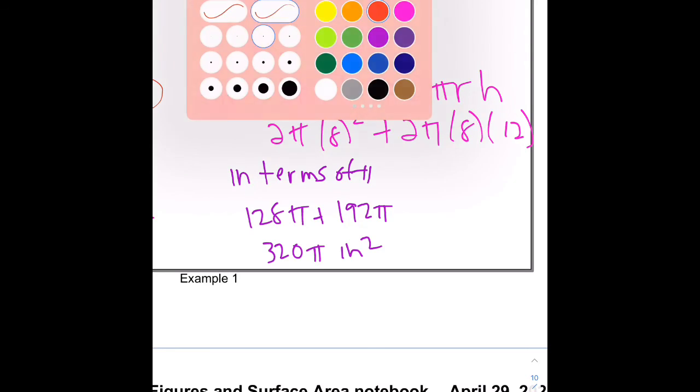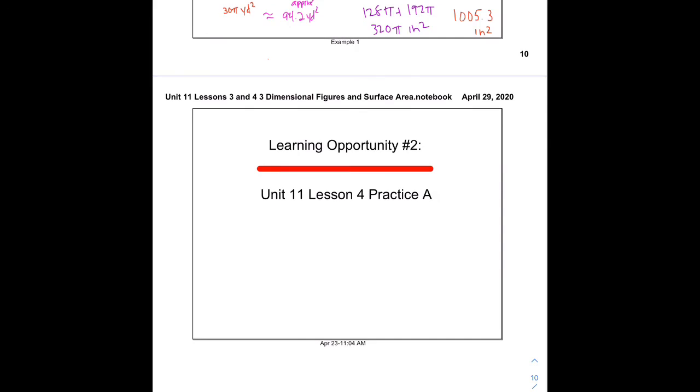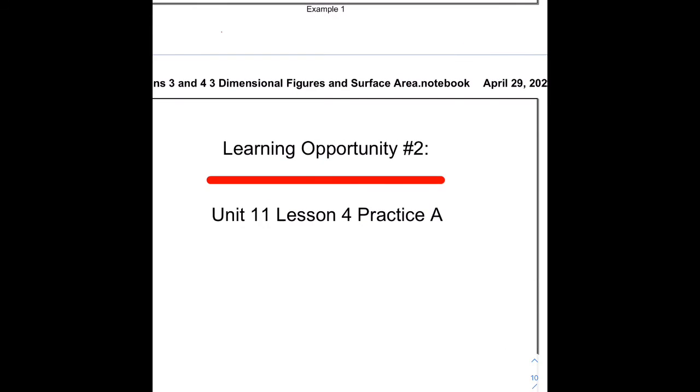And if they wanted a decimal approximation, then when you plug that in, you should get 1005.3 square inches. So now you're ready to do page 2 of your learning opportunity.